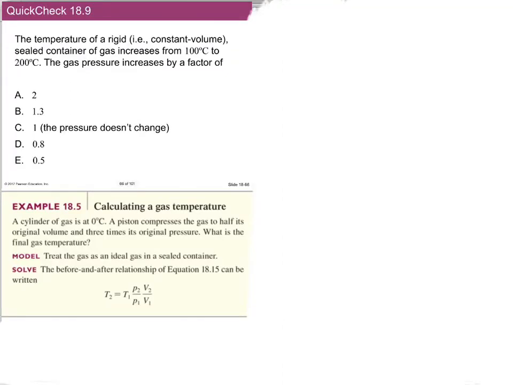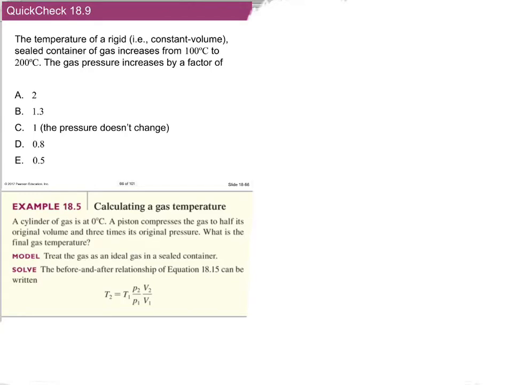In this video, we are going to be looking at some thermodynamics problems. So I got a couple here from your textbook. The first one says the temperature of a rigid, constant volume sealed container of gas increases from 100 Celsius to 200 Celsius. The gas pressure increases by a factor of.